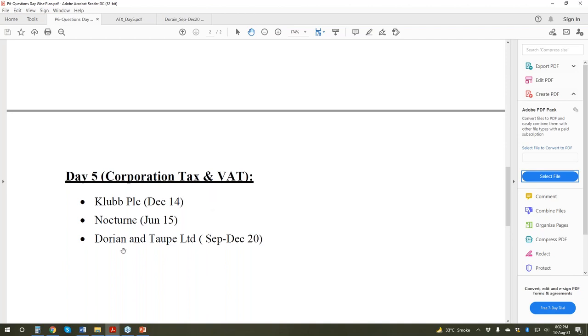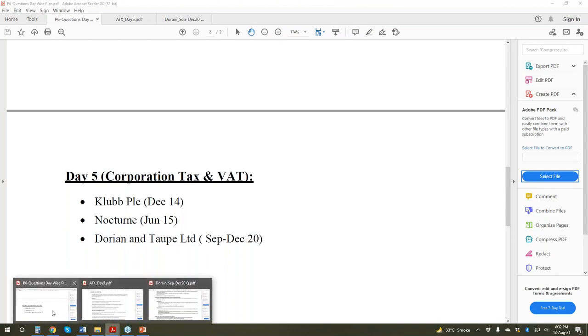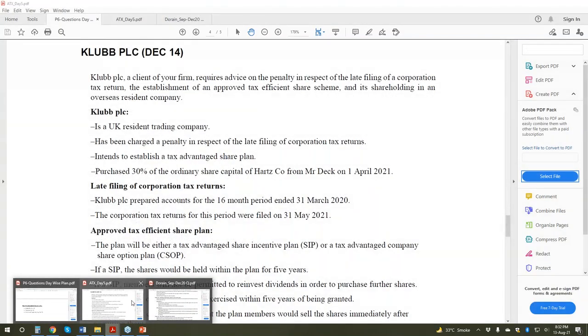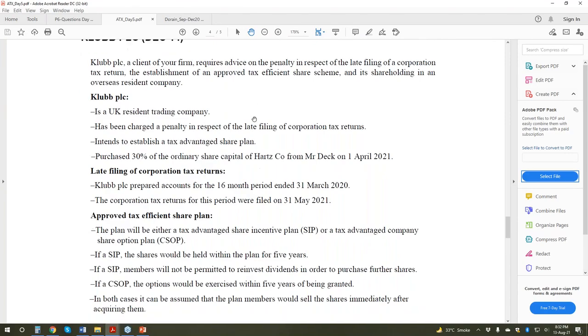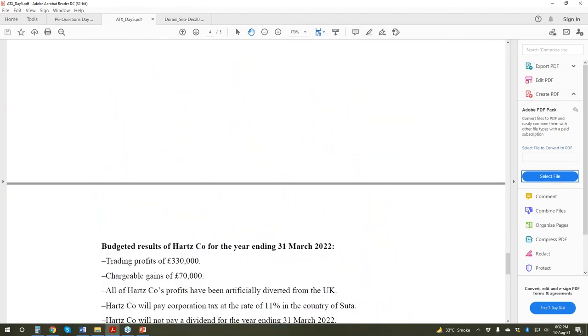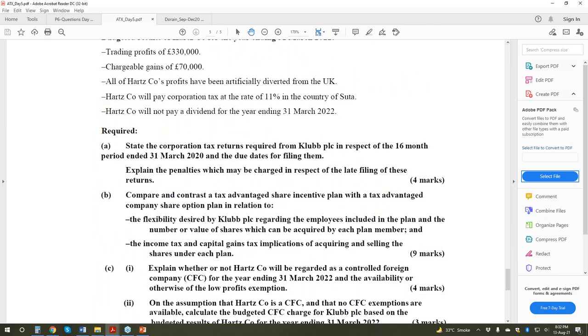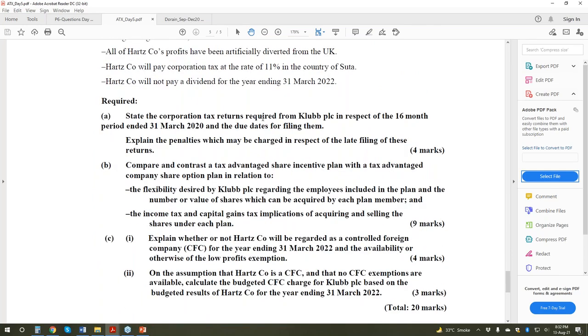So let's start with the first question, CLOP PLC. Meanwhile, if you have any questions, you can always put them in the question section. Moving on to the question. As usual, we will start by reading the requirements first to get an idea of what topics are being tested in the exam, and then we'll start reading the scenario itself. You can download these questions from the handout section, and if you want to revise or attempt them later, you can find them in the Kaplan examination kit as well.